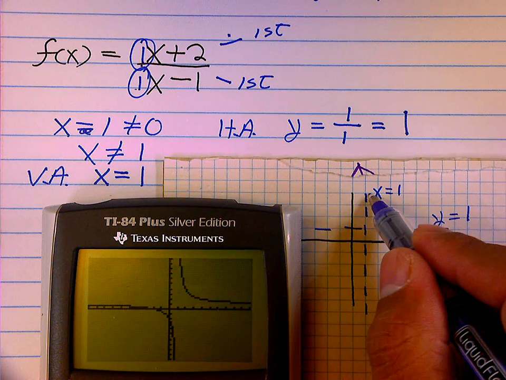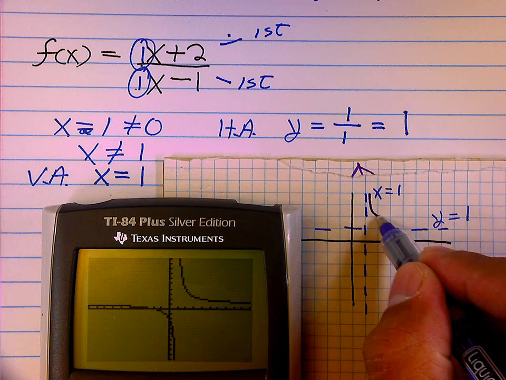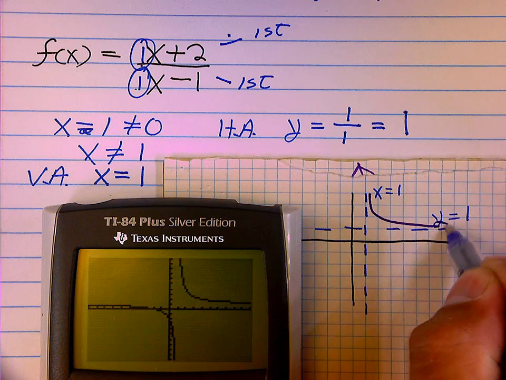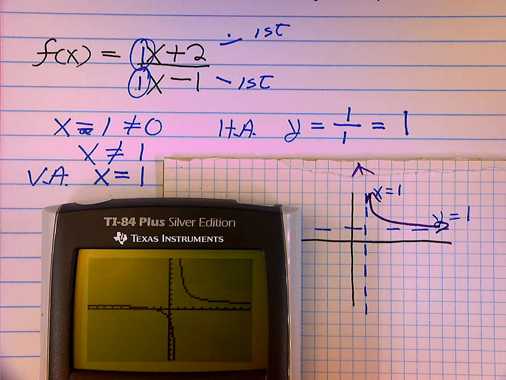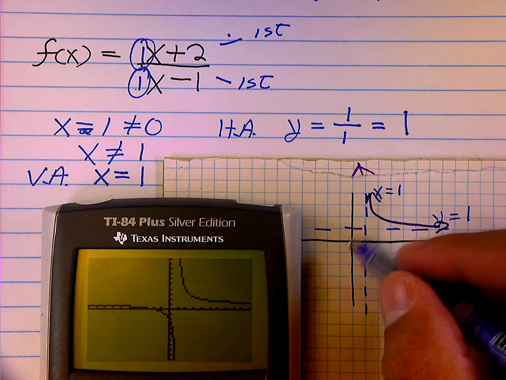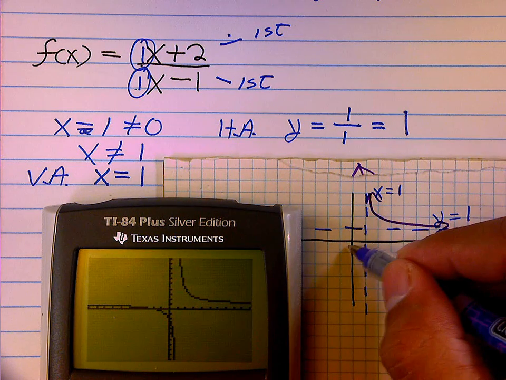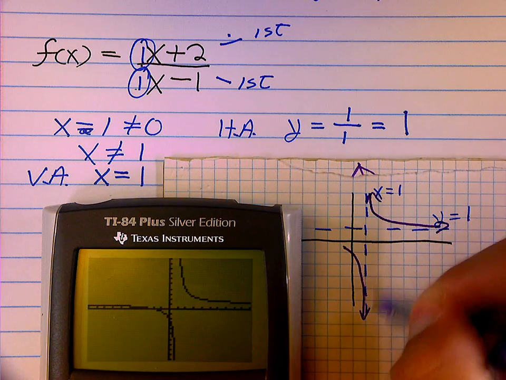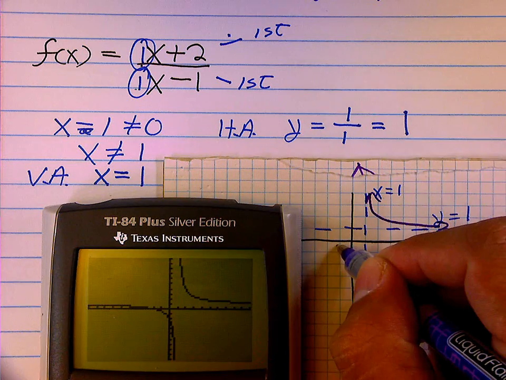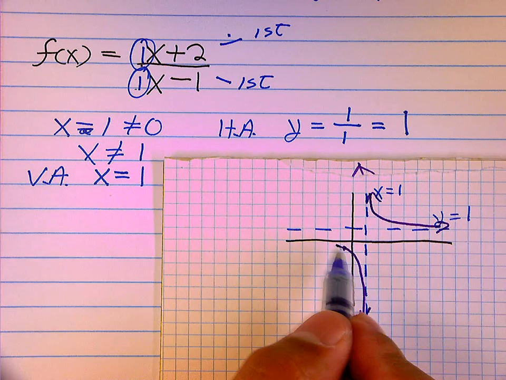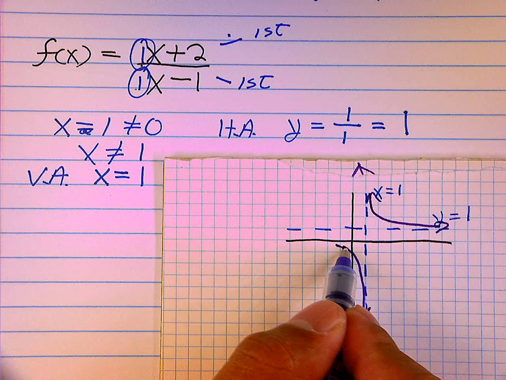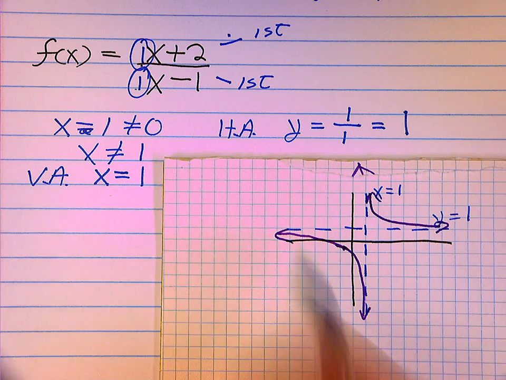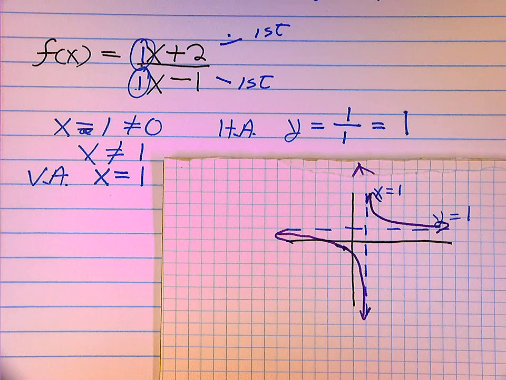Starting over here, I know that I'm getting very, very close but not reaching that asymptote, and same over here. Also, I'm coming down somewhere around here and approaching my vertical asymptote, and I'm going to rise up and approach my horizontal asymptote. By knowing the locations of my asymptotes, I already started off with a reasonable location to look for my graph.